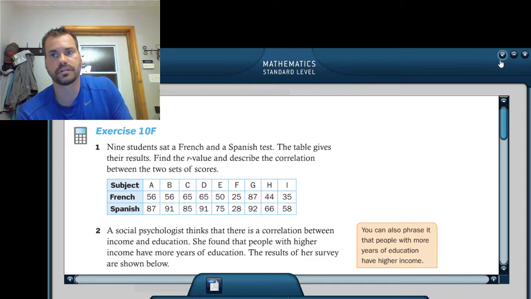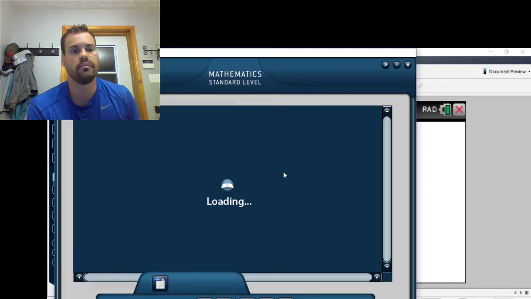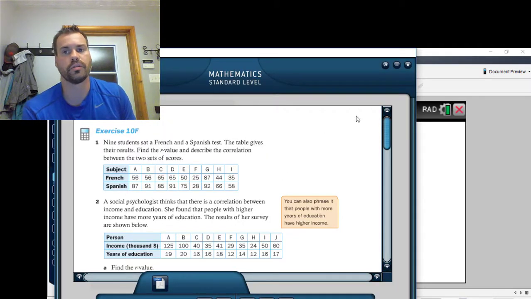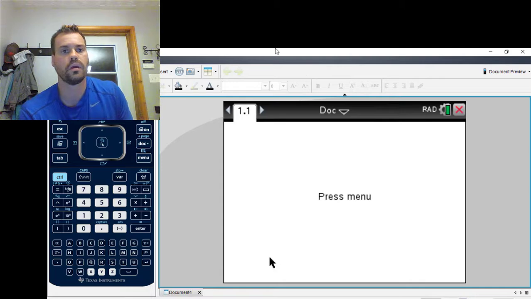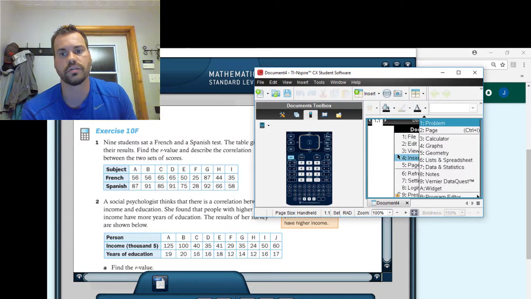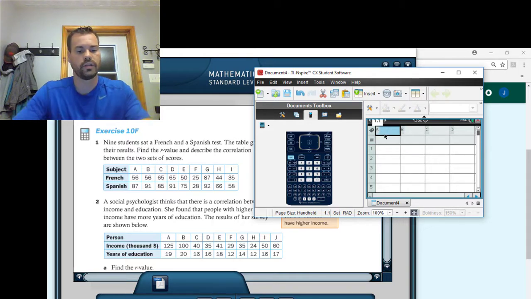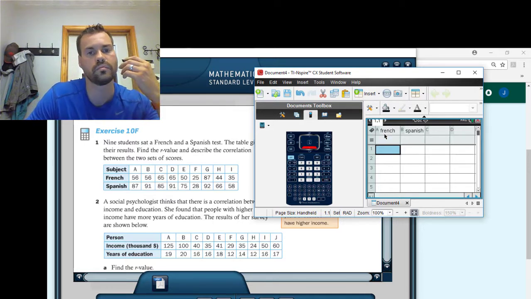So I'm going to minimize this so that you can follow with the calculator. Hopefully we can see both. But the first thing we're going to do is take our calculator and insert in our document, insert our lists and spreadsheets. We always start out by putting that in there. And there's French, and then there's Spanish, are the two test scores, and we're trying to see if there's a correlation between them.